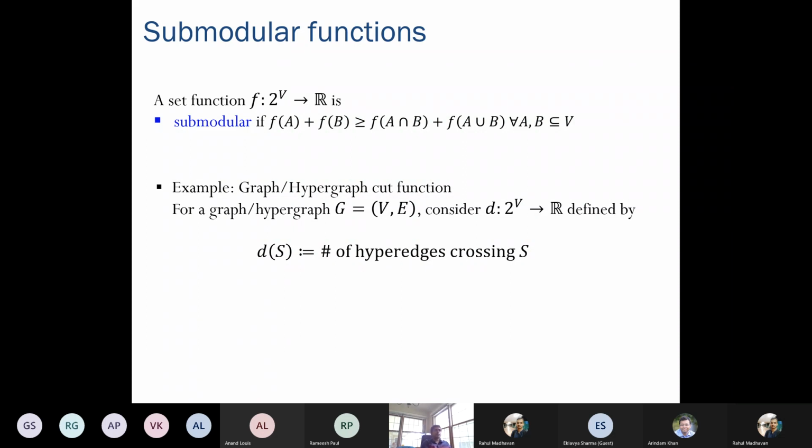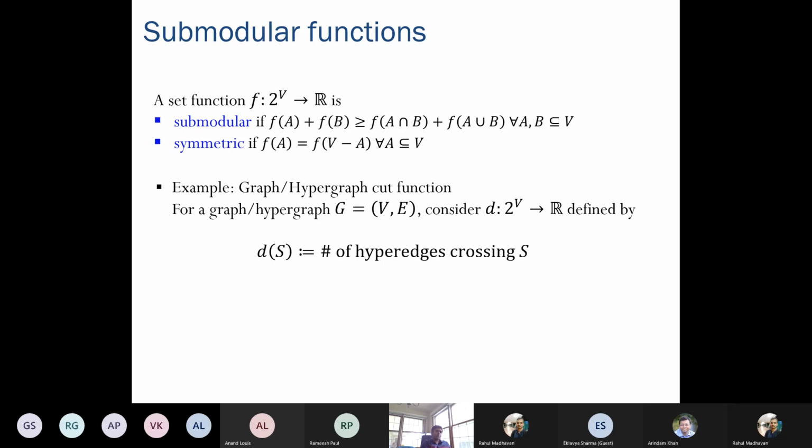And moreover, the hypergraph cut function is also symmetric. Symmetric says that the function value on a subset A is equal to the function value on the complement of A. The number of hyperedges crossing a subset S is equal to the number of hyperedges crossing the complement of S. So the hypergraph cut function is also symmetric.